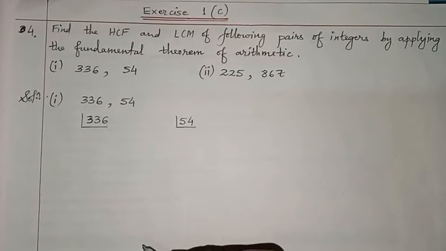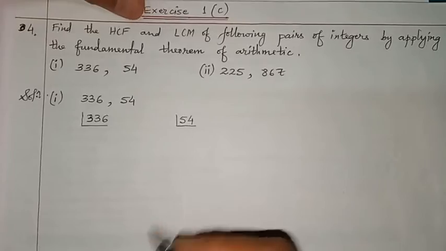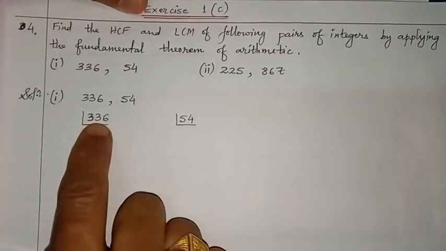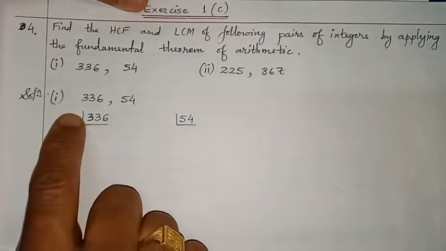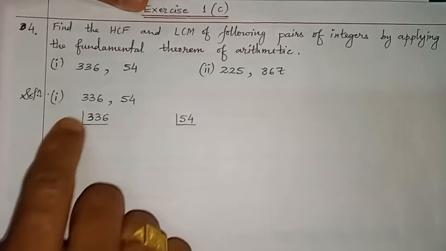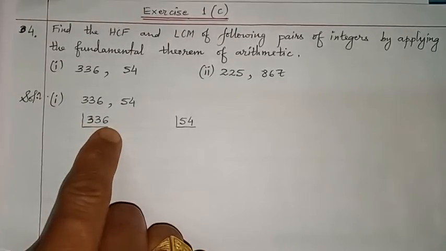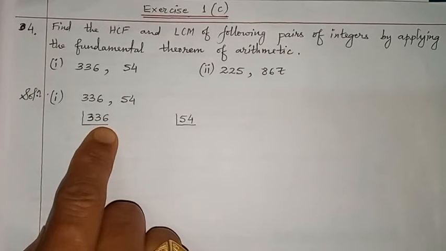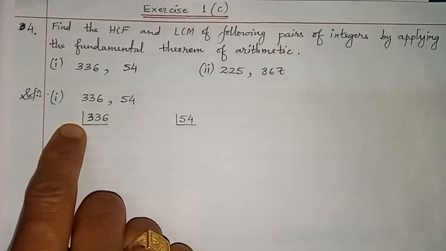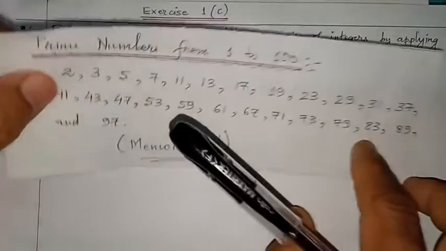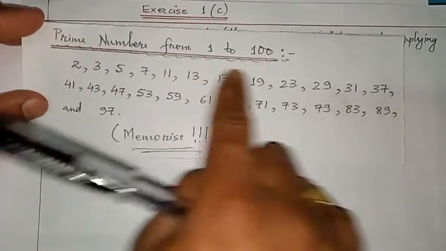As the word says, prime factorization means we are applying the fundamental theorem of arithmetic, which says that every composite number can be factorized as a product of prime numbers. That means you have to find the prime factors. So let's begin. 336 is the first given number, so we'll prime factorize it. Since we're doing prime factorization, we should know all the prime numbers by heart.